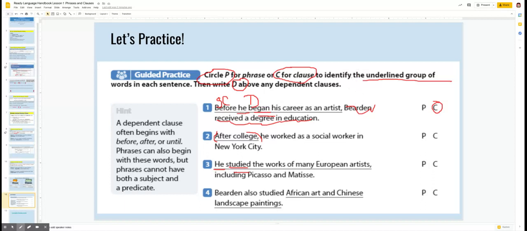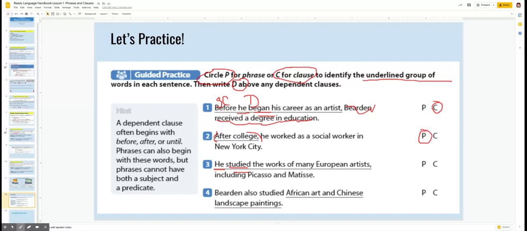Number 2, after college, he worked as a social worker in New York City. Well, there's no subject and there's no verb. So it can't be a clause, which means it can only be a phrase.